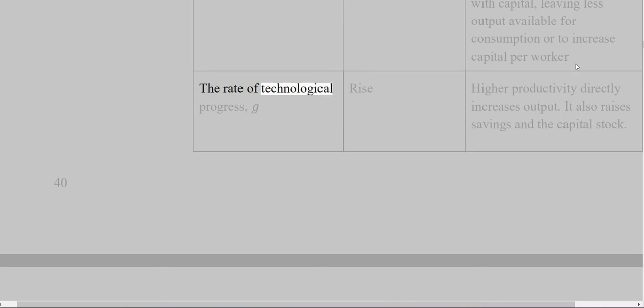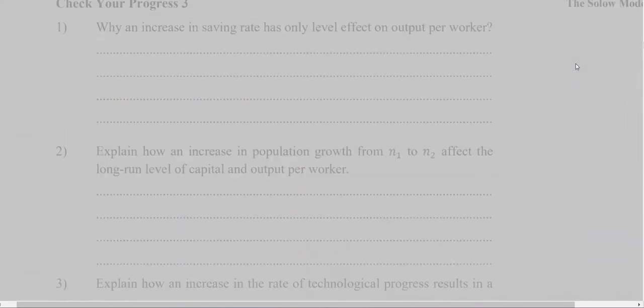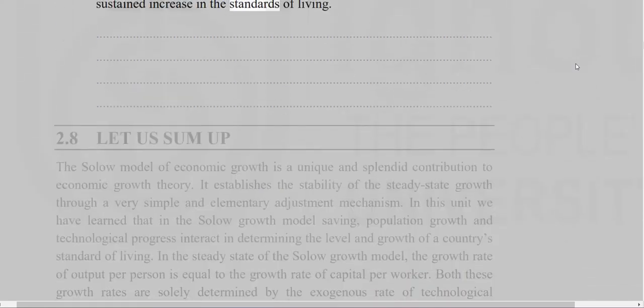The rate of technological progress, rise: higher productivity directly increases output. It also raises savings and the capital stock. 41. Check your progress 3, the Solow model. 1, why an increase in saving rate has only level effect on output per worker. 2, explain how an increase in population growth from to affect the long-run level of capital and output per worker. 3, explain how an increase in the rate of technological progress results in a sustained increase in the standards of living.